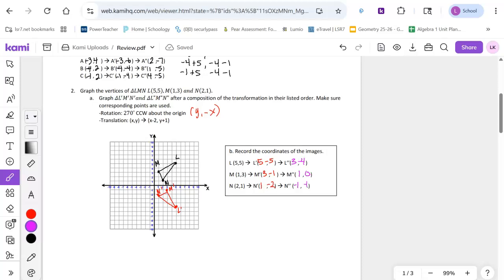So then I have 3, -4, and that is prime M. Ooh, I said M. It should be L. There we go. I'll do that again. 3, -4 is L double prime. 1, 0 is M double prime, and -1, -1 is N double prime. So the purple triangle is your final image.